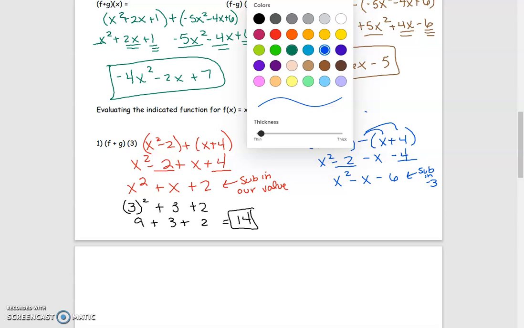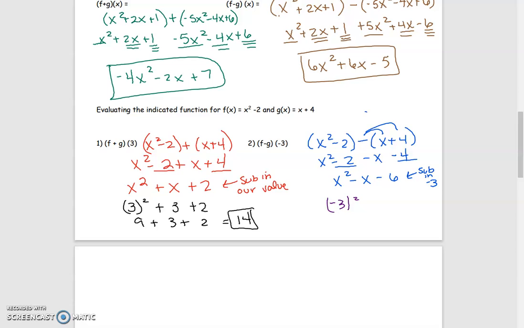So it's going to look like negative 3 squared minus negative 3 minus 6. And when I square negative 3, it becomes positive 9. This is a double negative that becomes a plus 3. So 6 plus 3 is 12, minus 6 is 6.